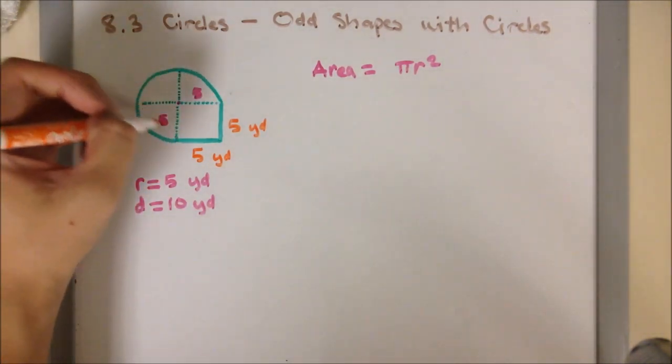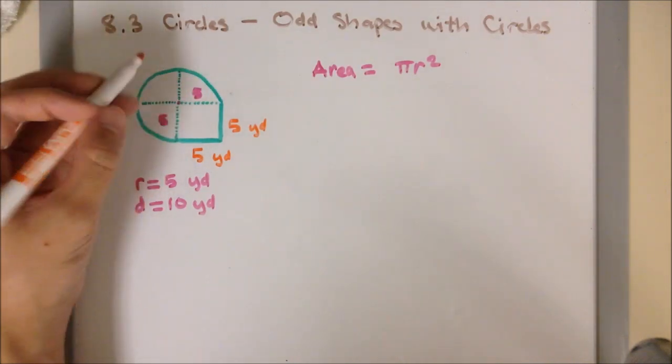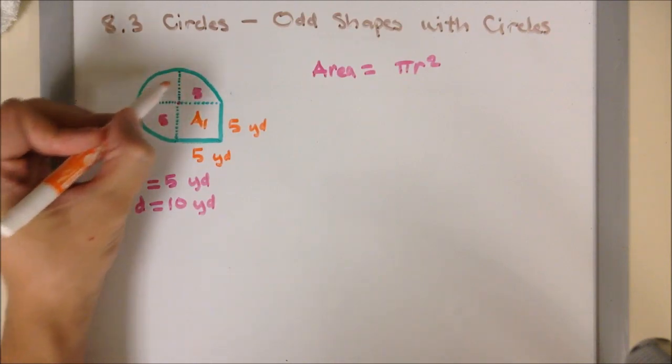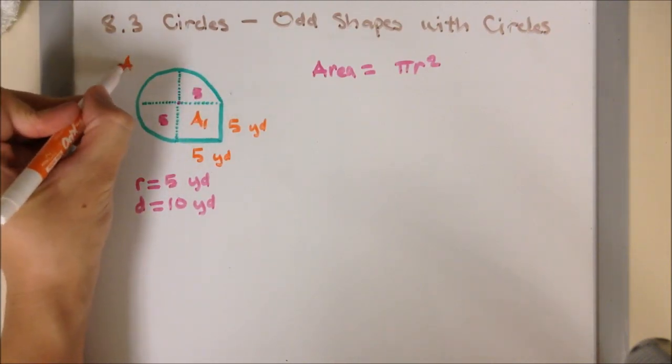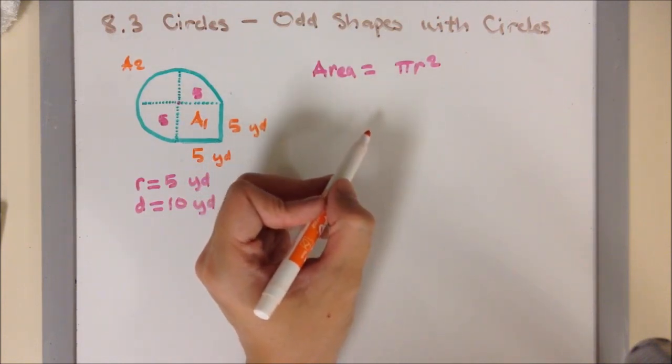Before I write anything, let me label my areas. So this whole circular part right here, that's one section. This little square is going to be my A1. This 3 parts of a circle will be my A2. So let's talk about A2.